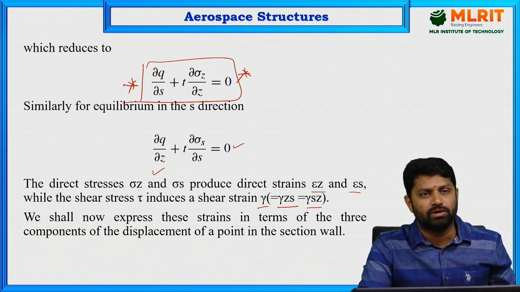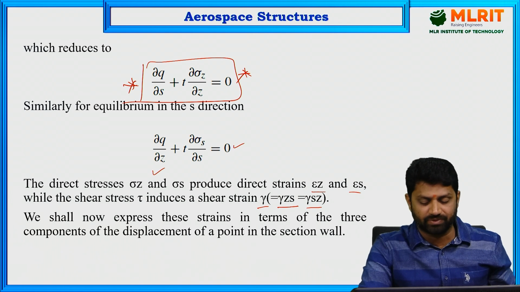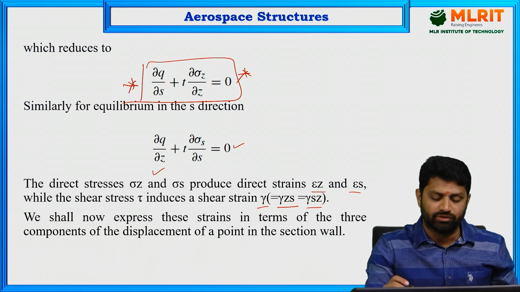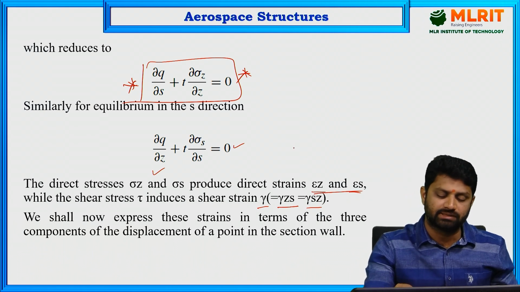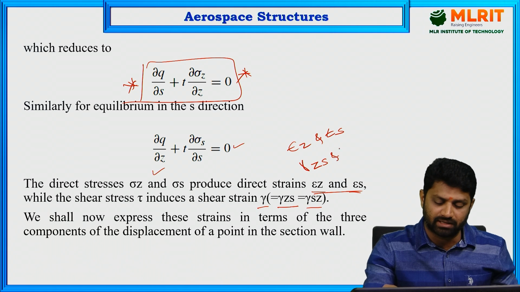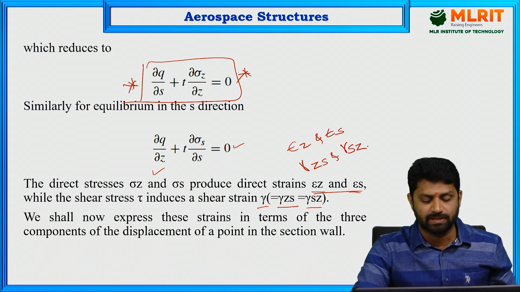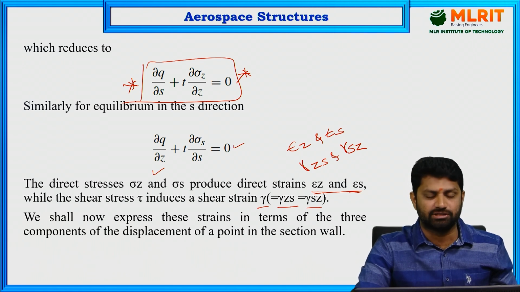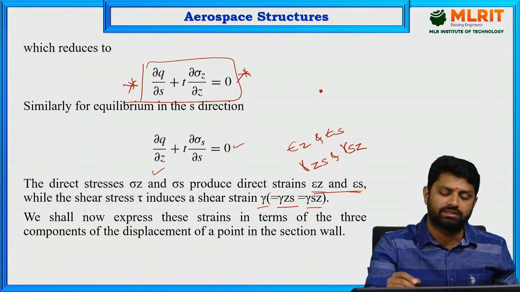And now we'll express these strains in terms of the three components of the displacements of a point in a section wall. So if you try to see here, there are two direct strains, that is epsilon z and epsilon s, and you have two shear strains as well, that is gamma zs and gamma sz. Let's try to represent all these strains in terms of displacement, as three components of a displacement. So if you consider one point, and you want to define strains, it's associated with three types of strains.